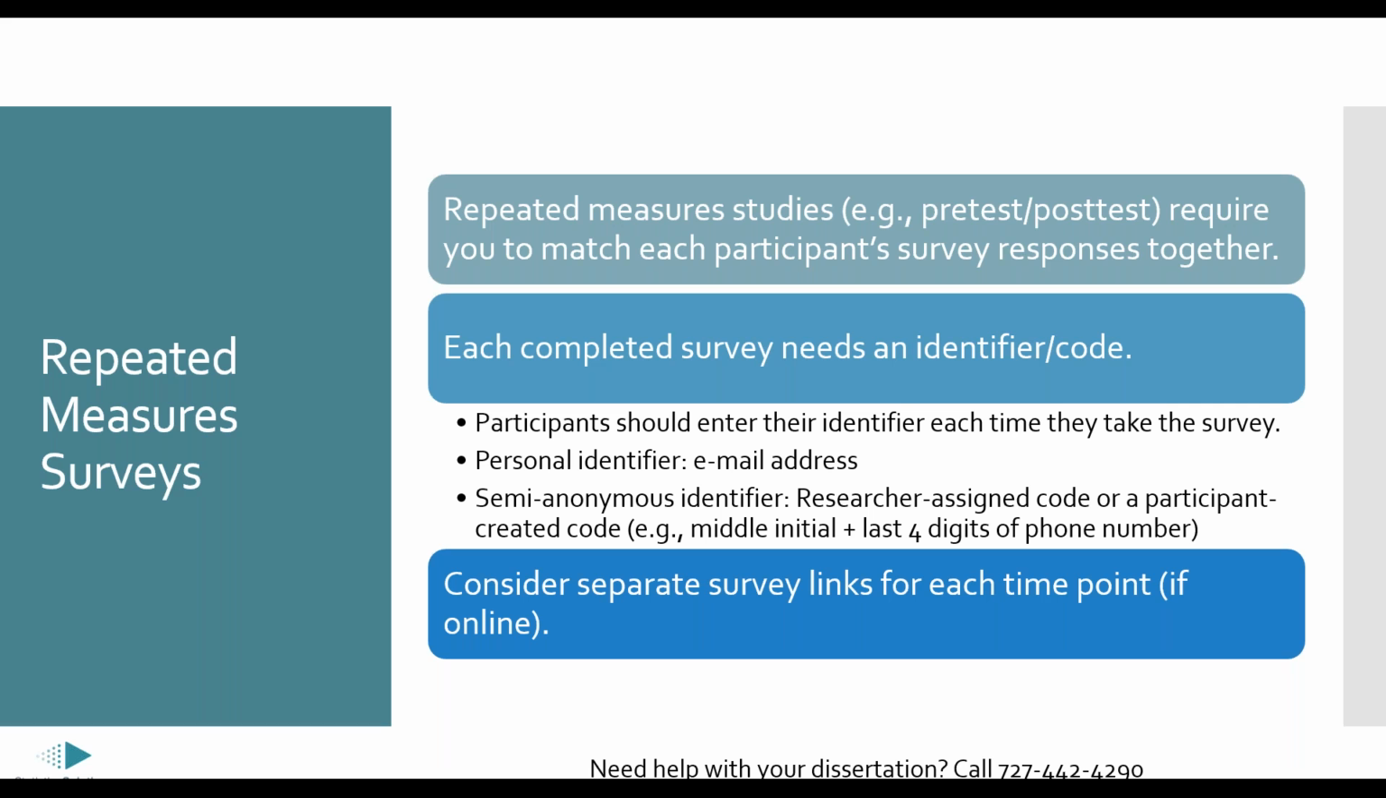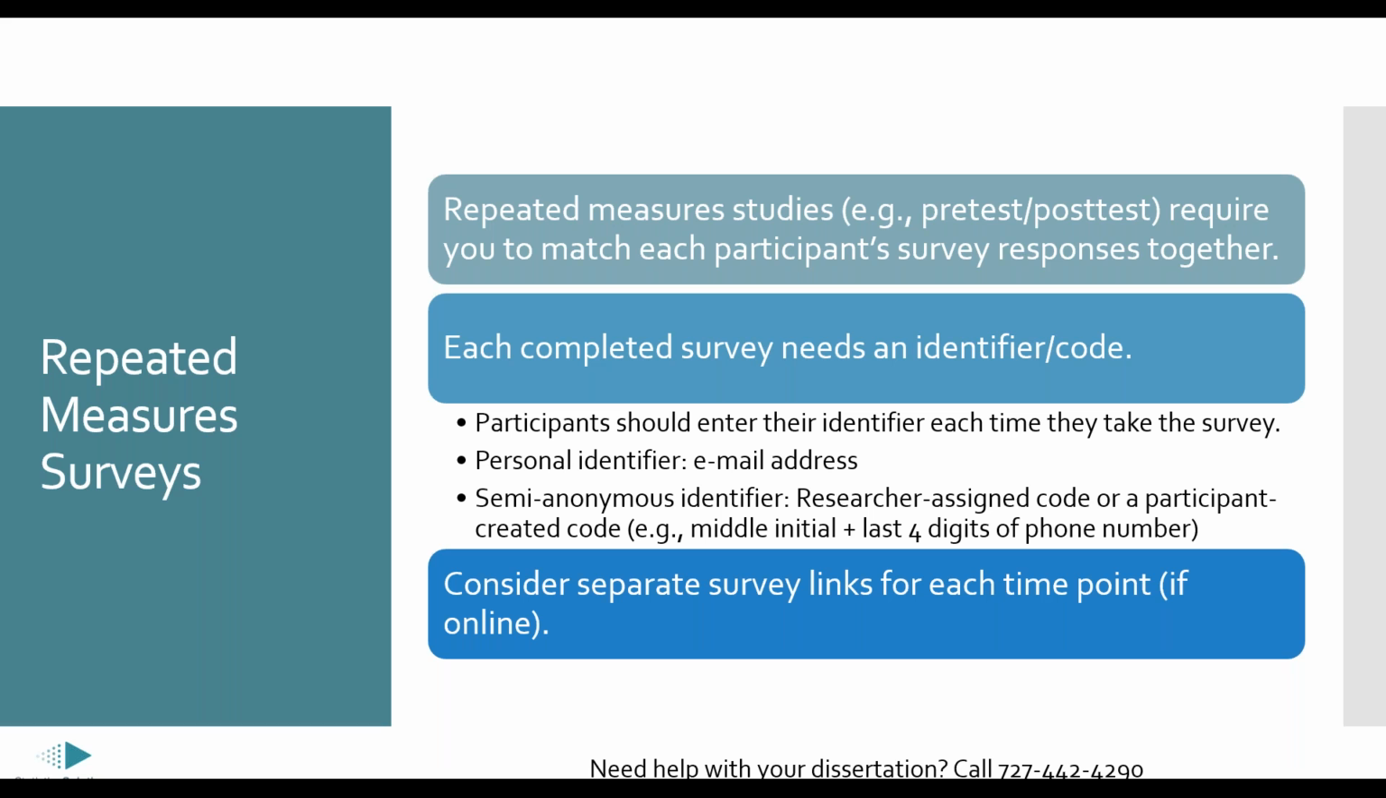So you can assign participants a code that they need to enter each time they take the survey, or you can have participants create their own code that they will enter each time they take the survey. And an example of a participant created code might be that you ask the participant to enter their middle initial plus the last 4 digits of their phone number each time they take the survey.